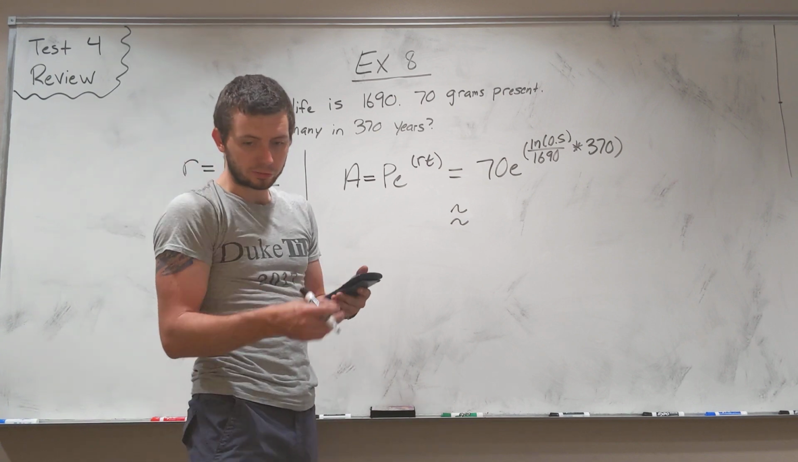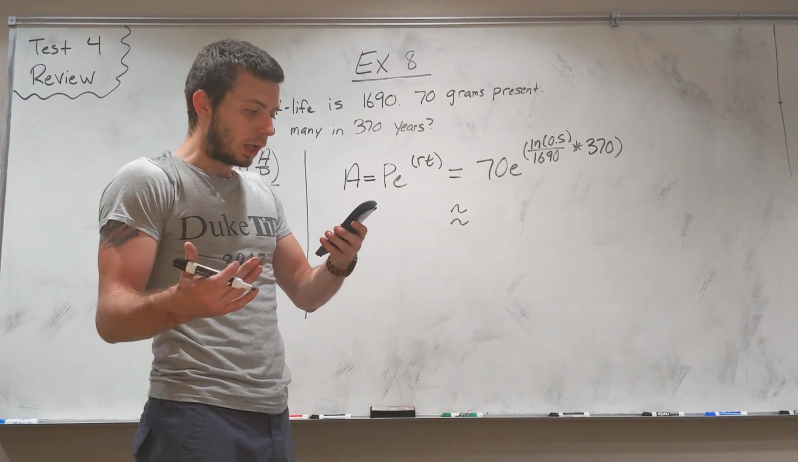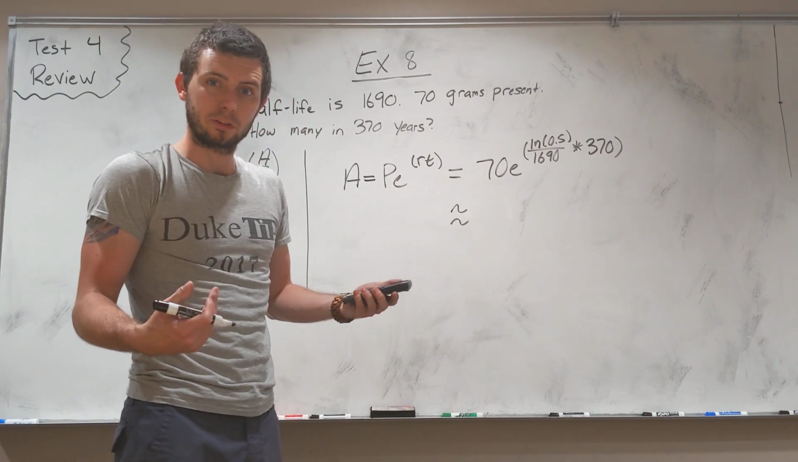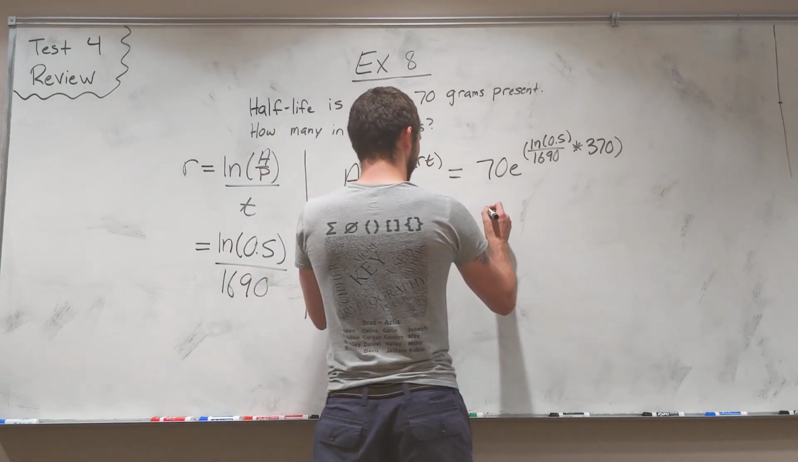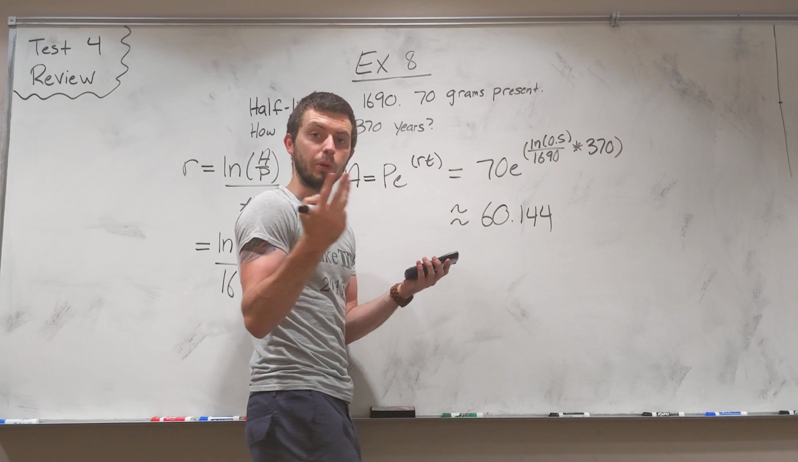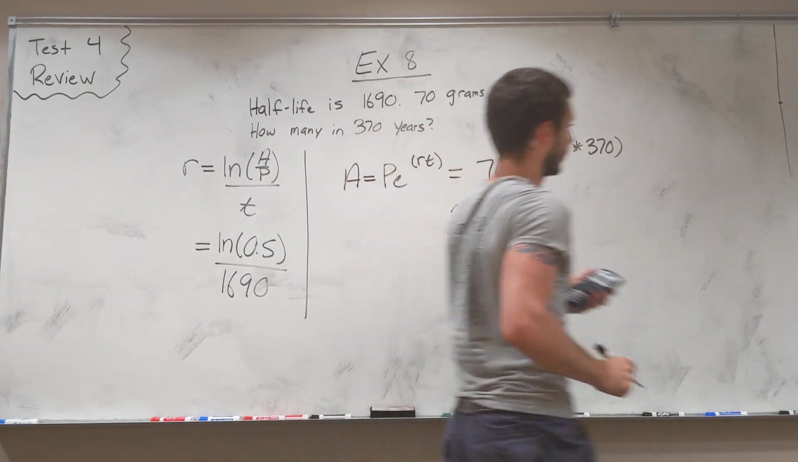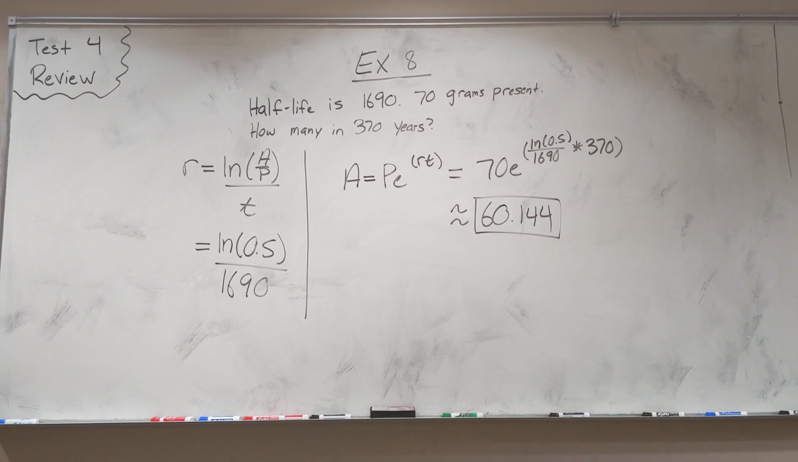And I get 60.1439, blah, blah, blah. It says round to the nearest thousandth. So I will go ahead and put 60.144. So that's 3 decimal places for the thousandth. And that would be the answer for example 8.